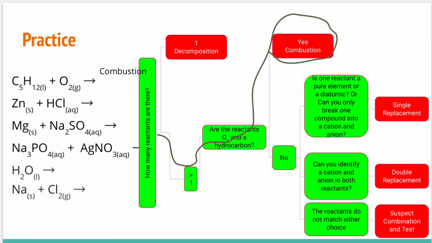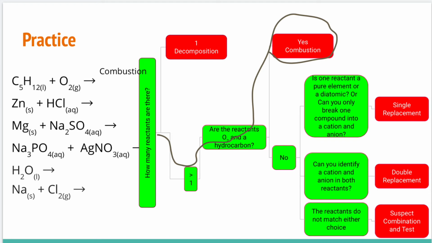So let's take a look at one of these examples. Looking at this top reaction here, that we're going to say is a combustion reaction, we answer that question by first saying how many reactants are there. We could see that there was more than one. Following this line along, we could see that the reactants were a hydrocarbon and oxygen, so therefore we classified it as a combustion reaction.